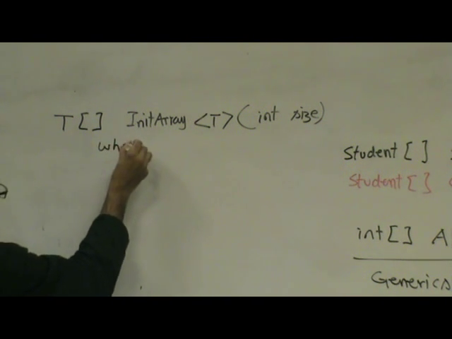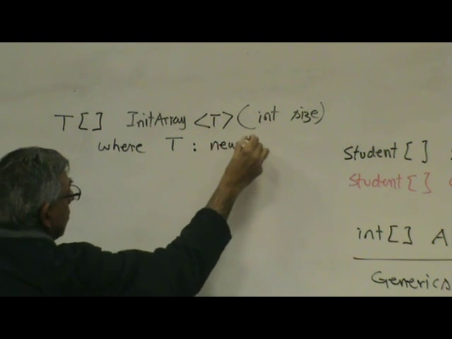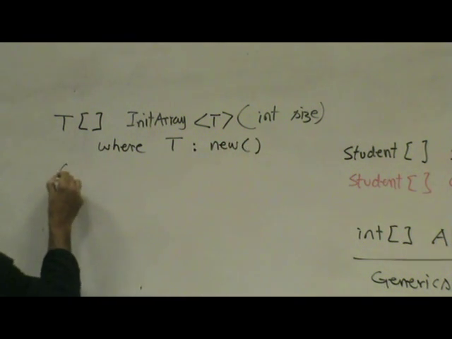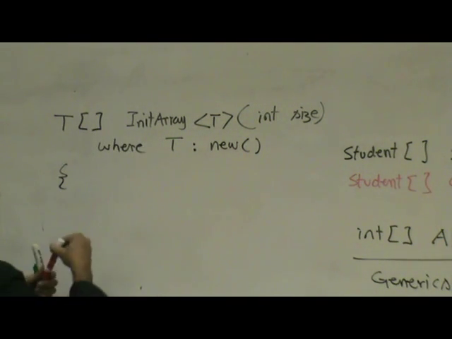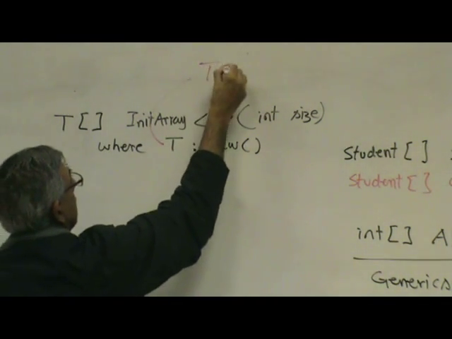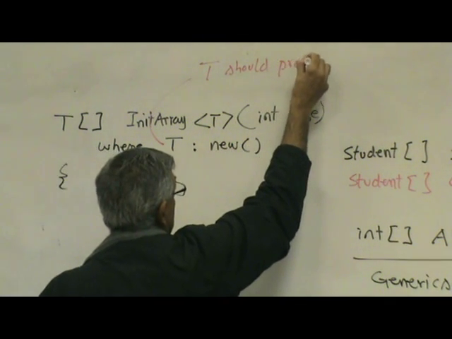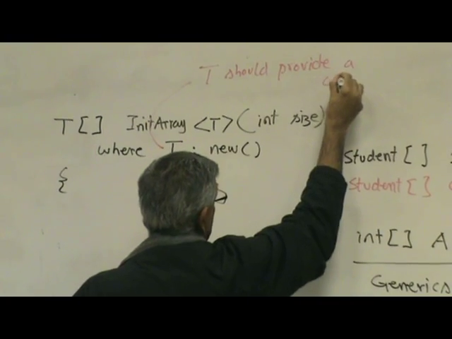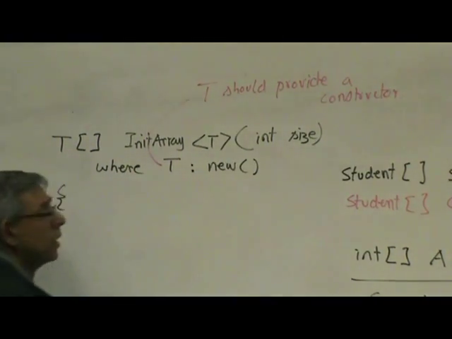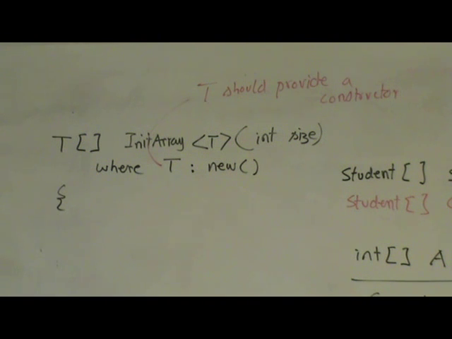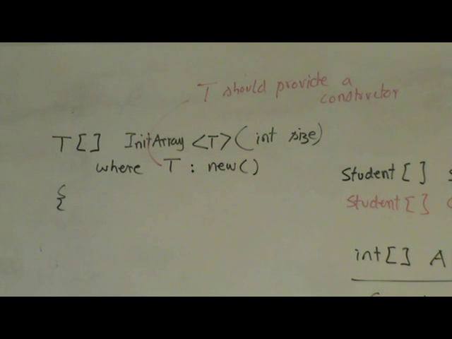Now this is how we specify that constraint: where T : new(). Okay, so basically all this means is that T should provide a constructor. If it did not provide a constructor, this code cannot be called. Okay, so this is our first example of a constraint.